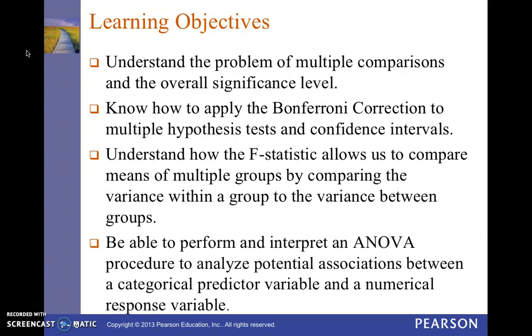And then be able to perform and interpret an ANOVA procedure to analyze potential associations between a categorical predictor variable and a numerical response variable. Really, what this chapter is about is in fact these last two bullet points. The first two bullet points are really just to make a case for why you need to run an ANOVA anytime you have more than two groups.